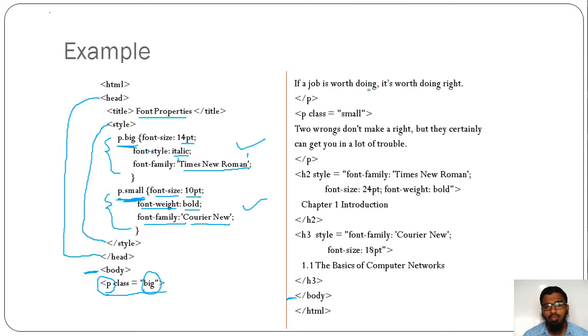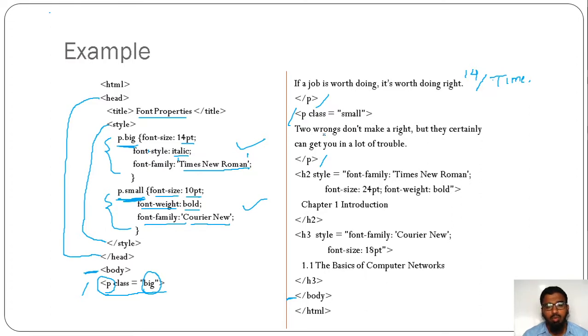If a job is worth doing, it's worth doing right. So this will be italic, and the size is 14, and the font is Times New Roman. This is for the closing tag and opening tag. So next is p class equals small.